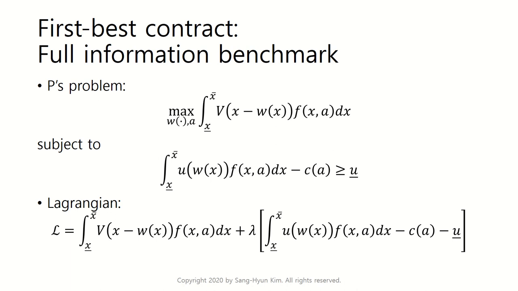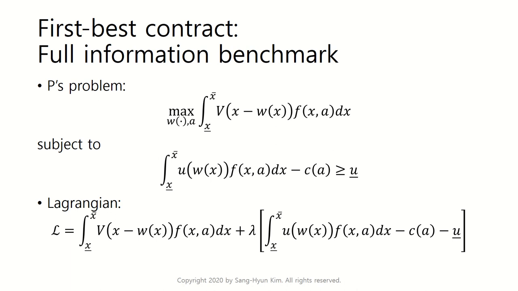So the principal is maximizing the expected utility. The principal's utility is now represented by this v function, and because the revenue, the output x, is random, we consider the expected utility of the principal. So this integral is the expected utility of the principal.